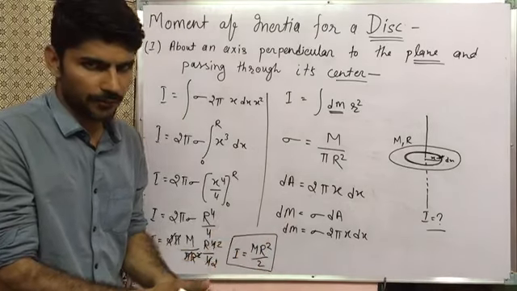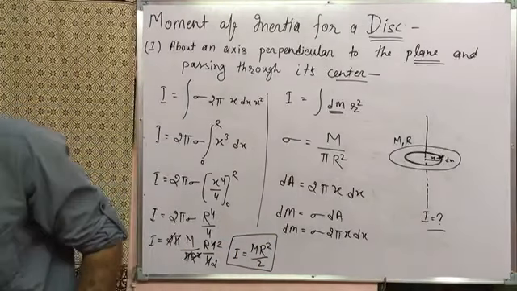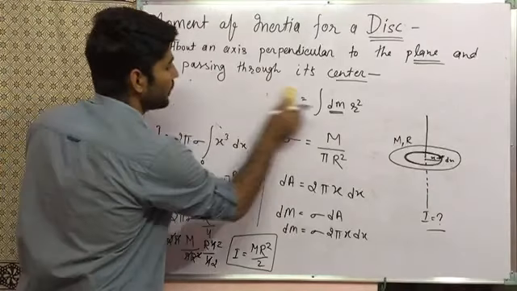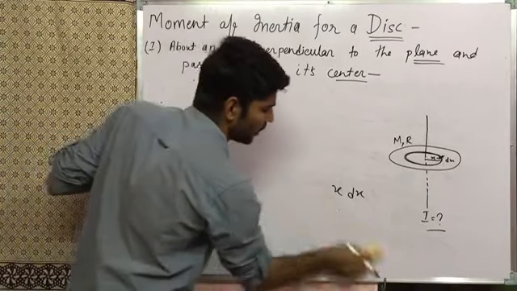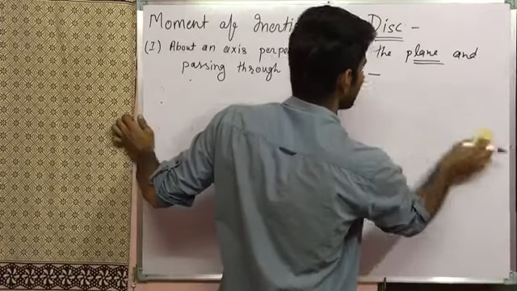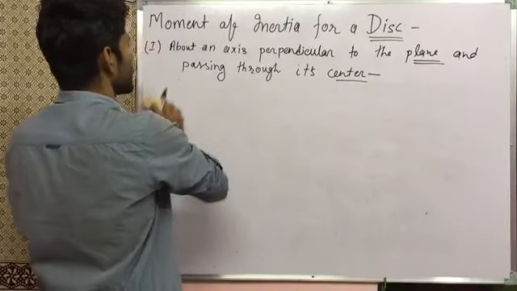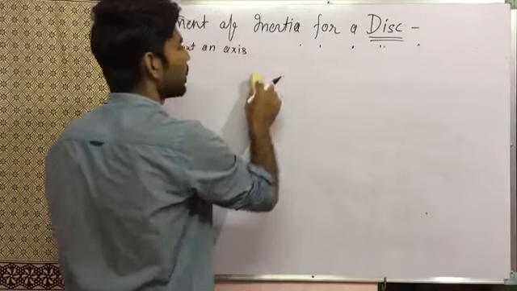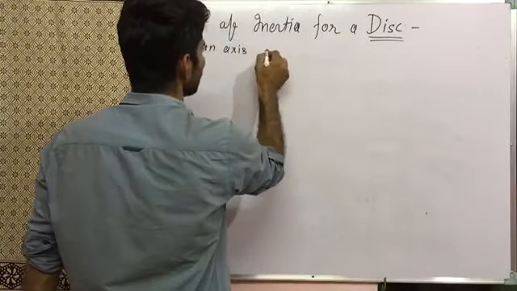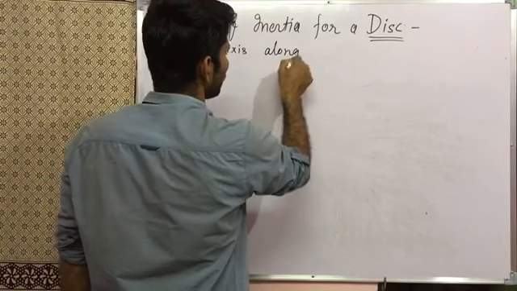Now we will take the reference cases as we took for the ring. You can write these down and make notes for revision purposes. So we take a different axis now, about an axis along a diameter.